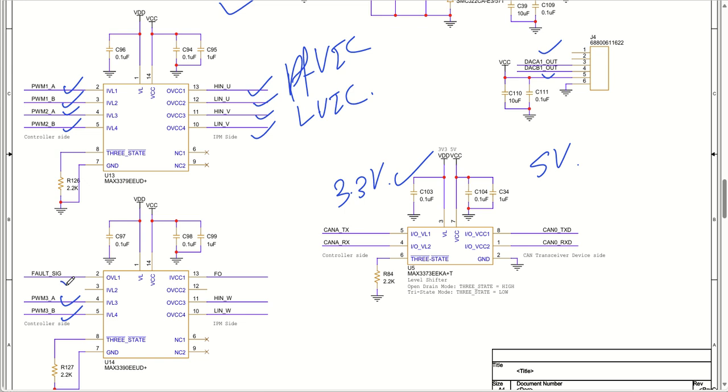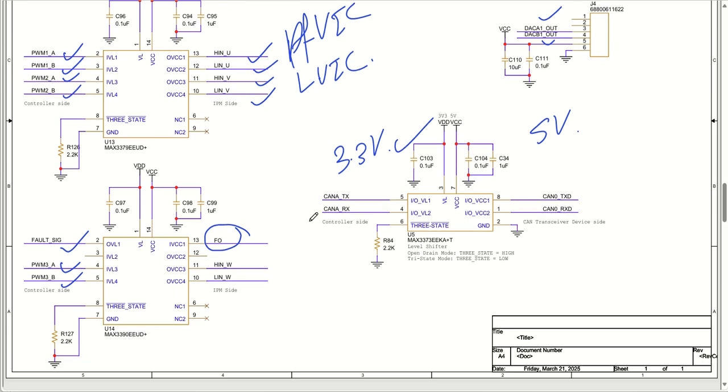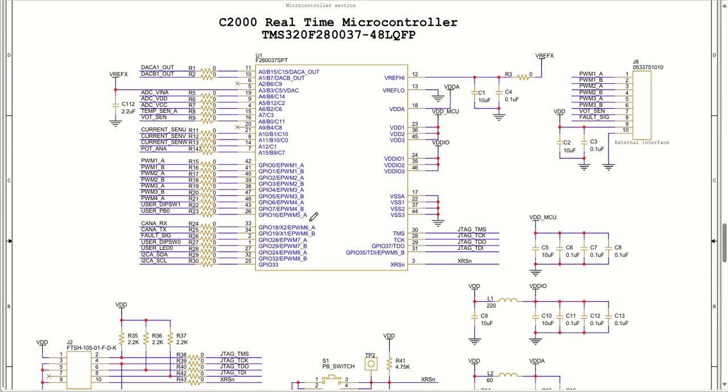Similar to that, we had a fault signal. So the fault signal was coming here from the IPM side and going to my microcontroller for faulty condition understanding. Okay. Moving to the next part, this is my microcontroller system.